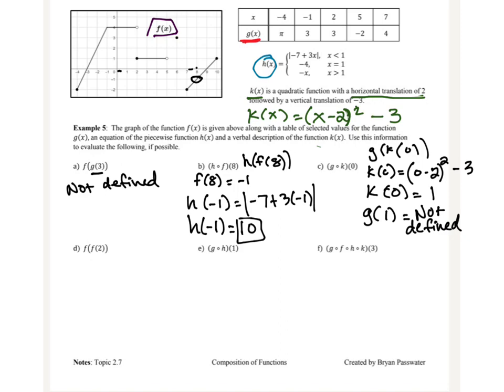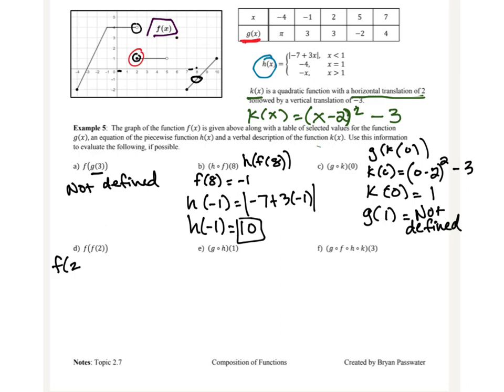F of f of 2. So the first thing I would do is go find f of 2, meaning when x is 2, what is y? There are 2 points at 2. Okay, so let me zoom in here on this situation. F of 2, there are 2 outputs. However, one of them is a hole. It's not defined. You must use the option that actually is defined. So f of 2 is 1.